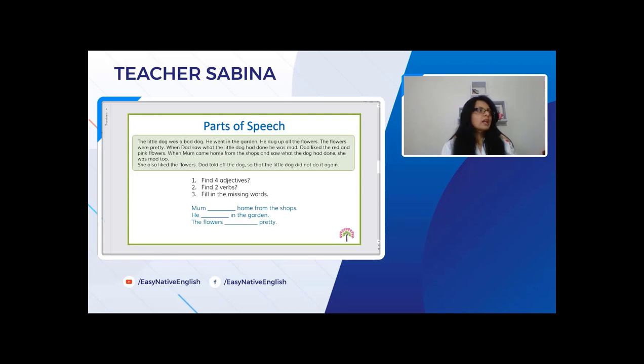Okay, if we just carry on a little bit further, were. Here we had was, which is for singular, and were is for plural. So were pretty. The flowers were pretty. So they were being pretty. So you can have this as well. So that's another verb. Dad saw. He was looking. He saw. So saw is also a verb. You can see, you can do seeing, so that is also a verb.